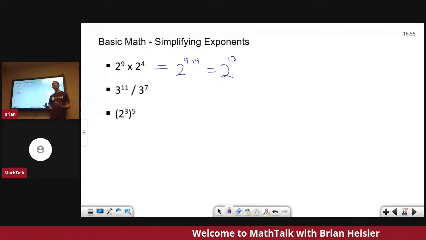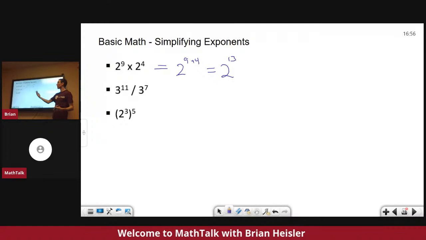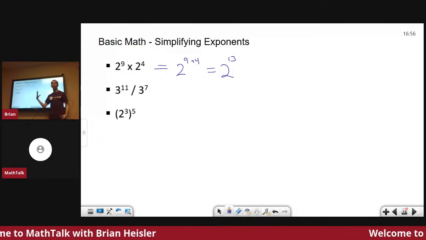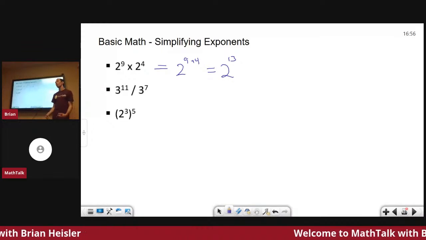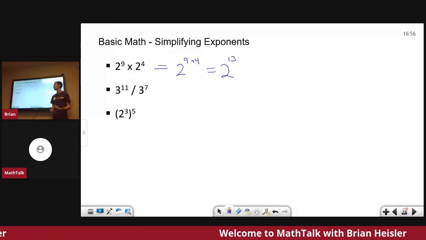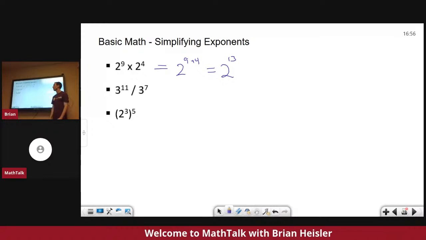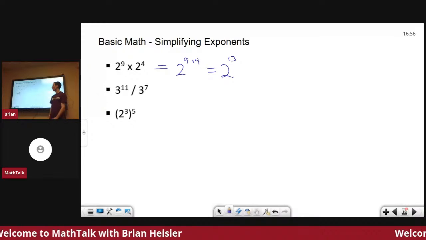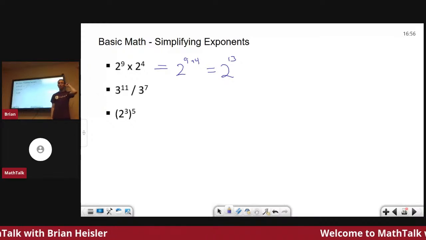What I see people trip up the most on this is they want to multiply the 2's together, so you get like 4 to the 13th or 4 to some other exponent. And really, you're overthinking it. It's really as simple as keep the base the same, add the exponents if you're multiplying the values together. With division, it's the opposite.